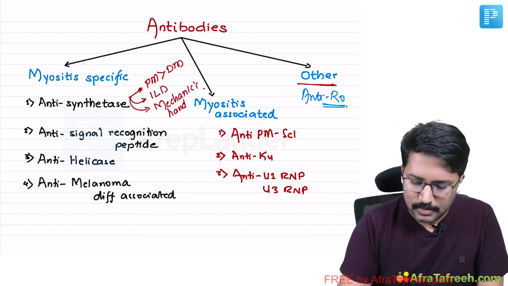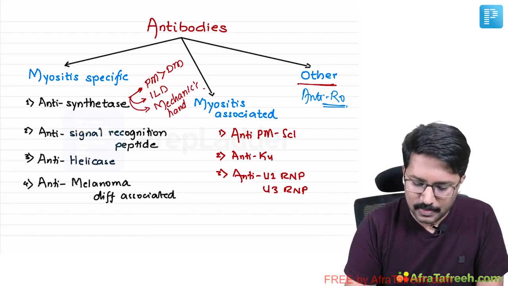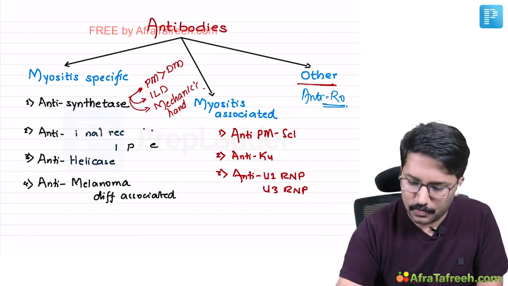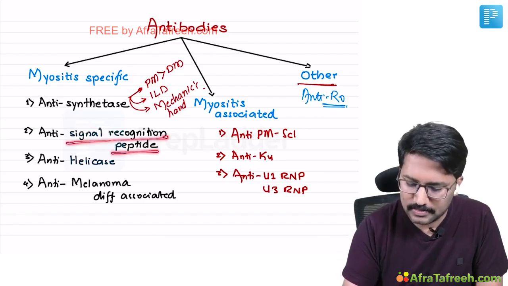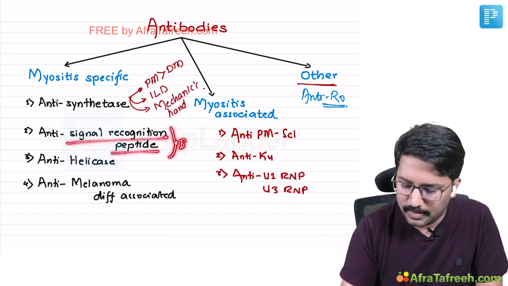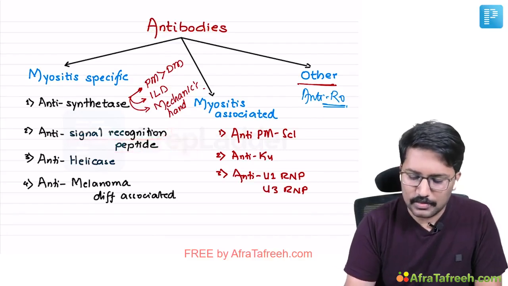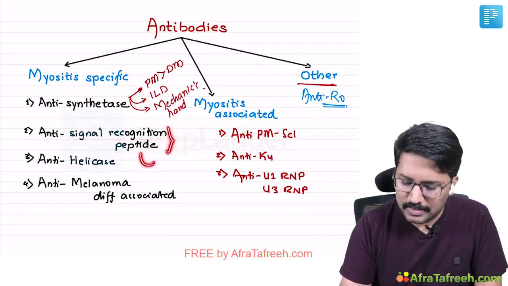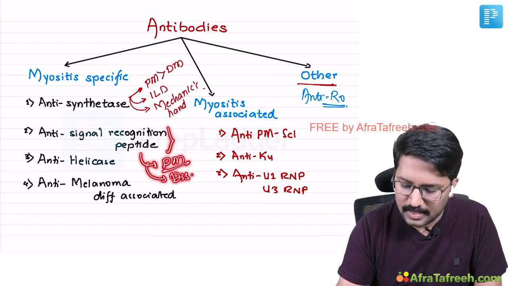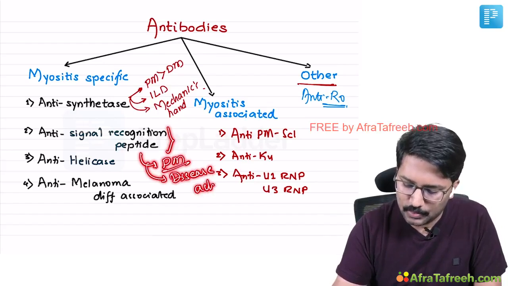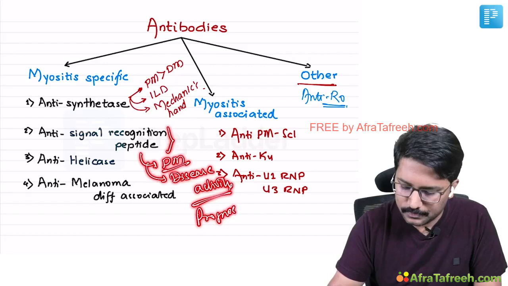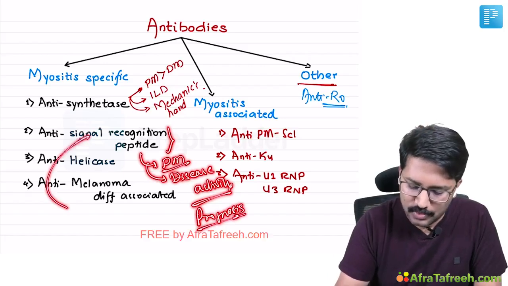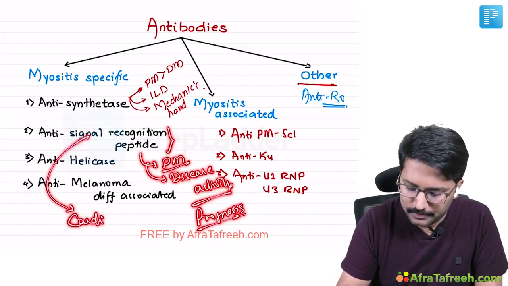Okay. Then the next thing we're talking about is anti-signal recognition peptide, which we also call anti-SRP antibodies, right? Now this is also seen more in PM than DM, and this strongly correlates with disease activity. Obviously something that correlates with disease activity will correlate well with the prognosis, right? Prognosis, and this also correlates with cardiac involvement.